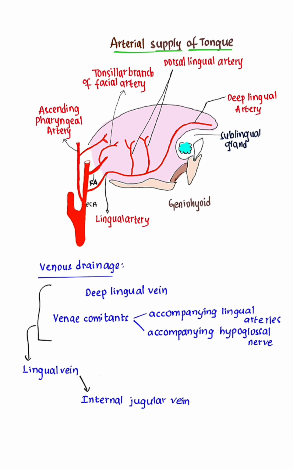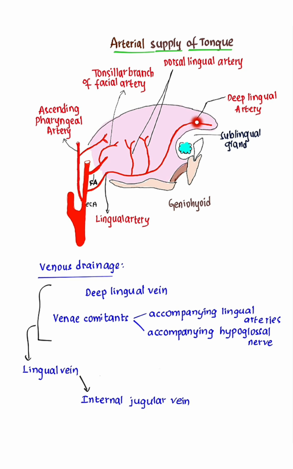Arterial supply of tongue. The tongue is supplied by the following arteries. It is supplied by branches of lingual artery, tonsillar branch of facial artery, ascending pharyngeal artery. Lingual artery is the chief artery of the tongue.